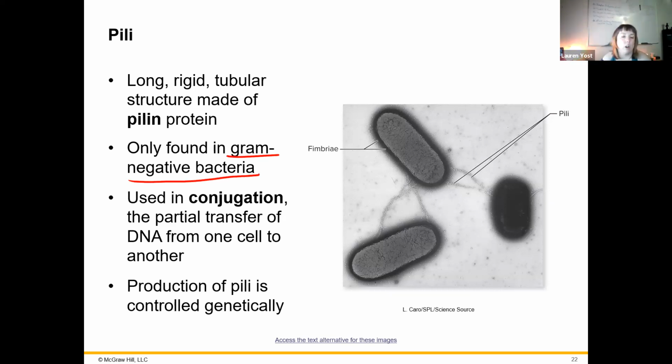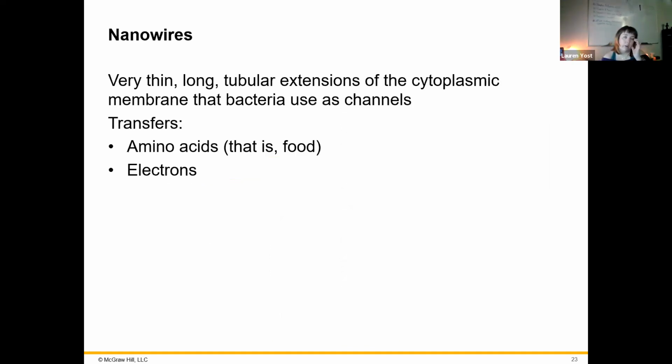These are used in conjugation, which is kind of what it sounds like. It sounds like what we call people having sex, right? So conjugation is sort of like that. We're transferring DNA from one cell to another, and that's going to be happening through those little tubes. That's what they're used for, and we can also use them for attachment in general. Whether or not an organism can make a pilus is determined by their genetics.